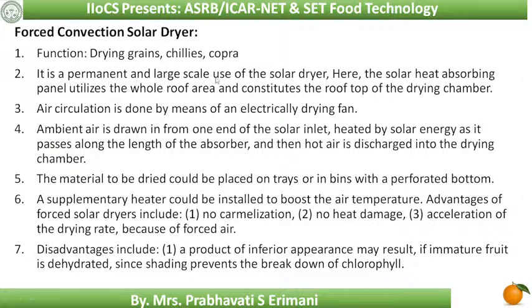Here the solar heat absorbing panel utilizes the whole roof area and constitutes the rooftop of the drying chamber. See, air circulation is done by means of an electric drying fan. So a fan is required, and by using the fan the air circulation will be done. Then ambient air is drawn in from one end of the solar inlet and heated by solar energy as it passes along the length of the absorber, and then hot air is discharged into the drying chamber.